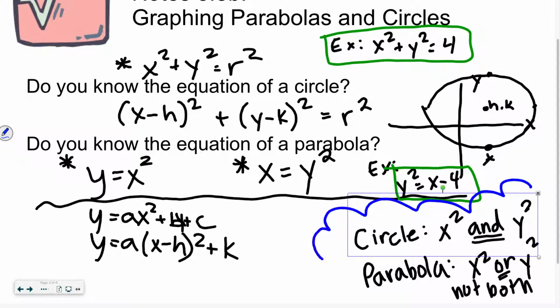Now, before I leave this page where we have the basic equation of a circle and basic equation of a parabola, I just want to point out one thing about the equation of the circle up there that I have a little star next to. X squared plus y squared equals r squared. Does that sound like anything you had ever done in geometry? Pythagorean theorem. Sounds a lot like the Pythagorean theorem, right?